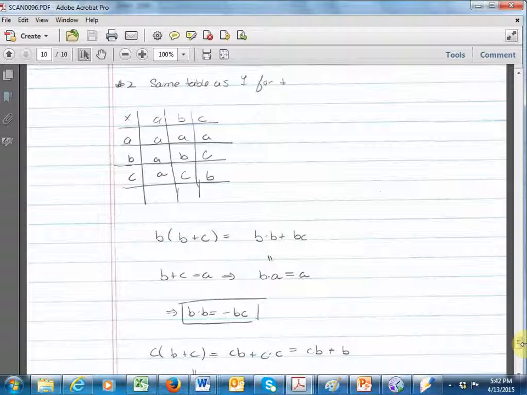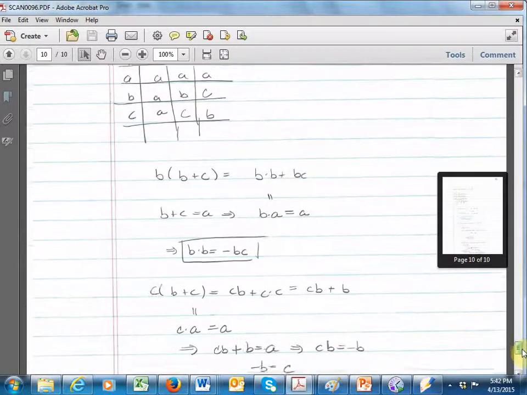So here's an example of how I came up with B times B in this case. By using the distributive law, I get B times the quantity B plus C is B times B plus B times C. But B plus C is A, so this is really the same thing as B times A, but A is the zero element, so this is A. So this tells me that B times B is negative B times C, the additive inverse of B times C. And then I do the same thing for C times the quantity B plus C.